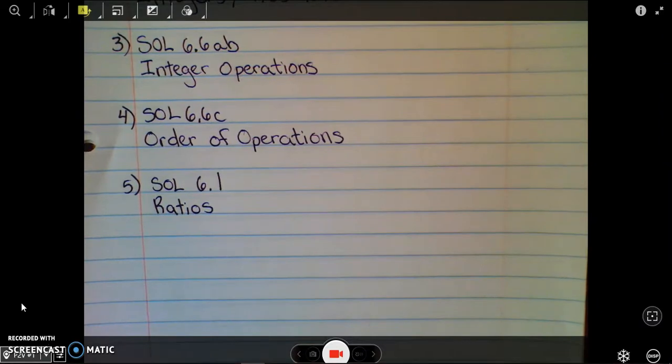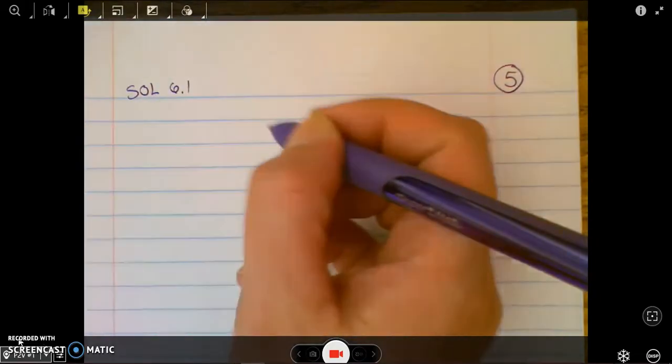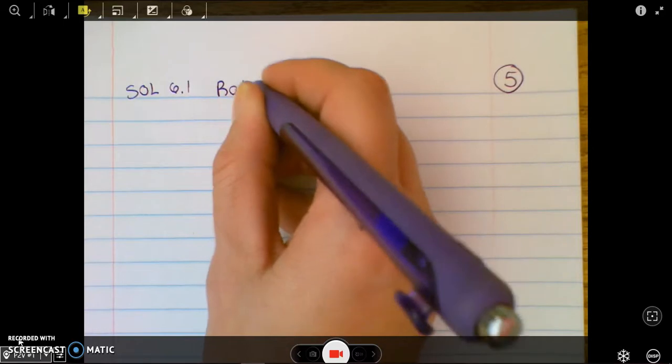And then once you have that copied, you will end up flipping to the next page of your notes, and we will start by writing our heading and our unit number. All right, so since we are starting a new unit, we are starting on the right-hand side of our notebook on a fresh sheet of paper, and we're going to put our unit number, which is Unit 5, in the upper right-hand corner. Our SOL number is 6.1, and that unit is ratios.